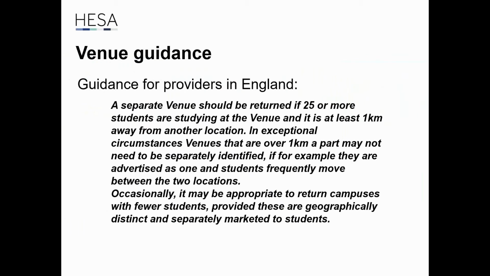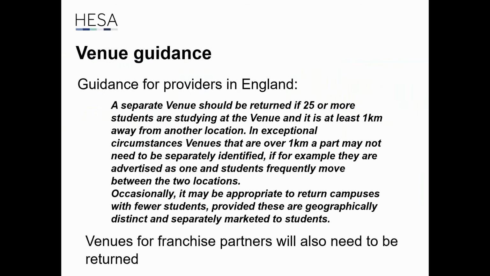So the guidance in terms of these codes is different depending on where you are. For providers in England, separate venues need to be returned when there are 25 or more students studying at it, and it's at least 1 kilometre away from a different location. It's a similar concept to what we have in provider profile, Unistats, but we've amended it slightly to be this definition: 25 or more students, and they are at least a kilometre apart. And note that franchise partners also have to be returned here because, as we'll see later on, you have to identify where students are. We also need to know the franchise partners' locations too.